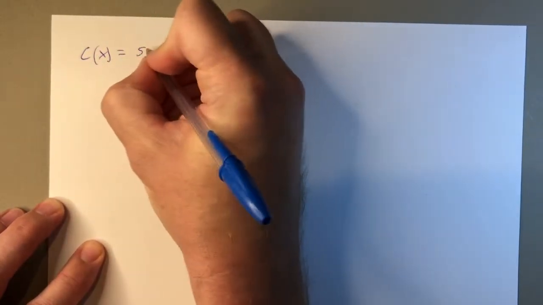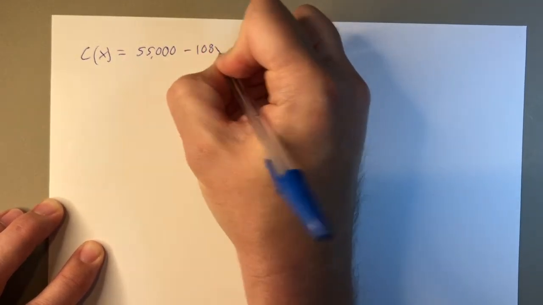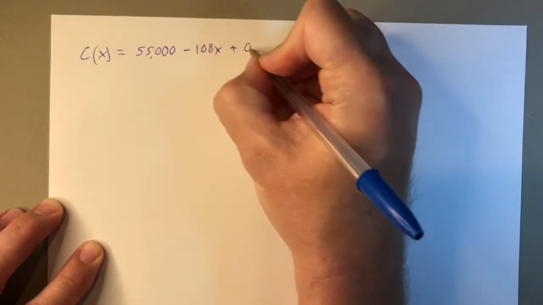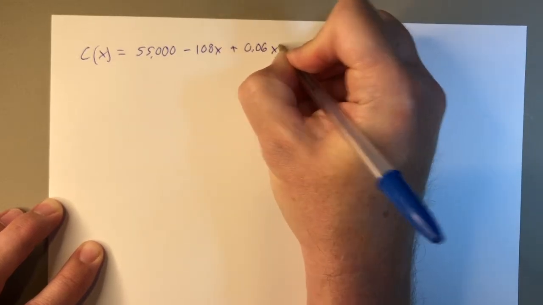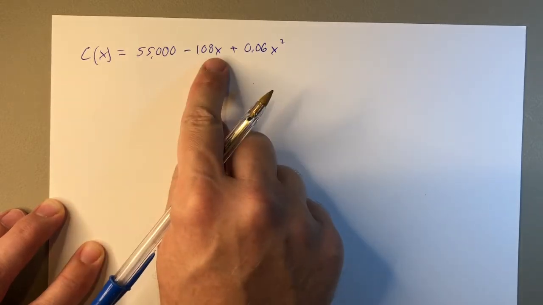Our next example deals with maximums and minimums. It's an optimization problem, found on slide number 7 in the 2.6 PowerPoint presentation. You have this local newspaper, and the production cost is C of X equals 55,000 minus 108X plus 600X squared. C is total cost in dollars, and X is the number of newspapers.